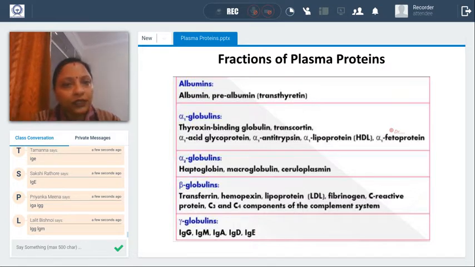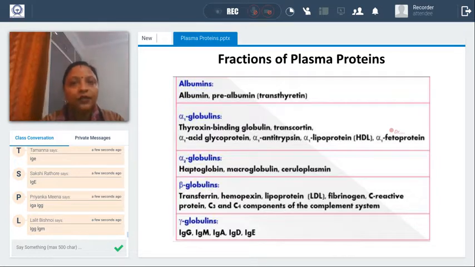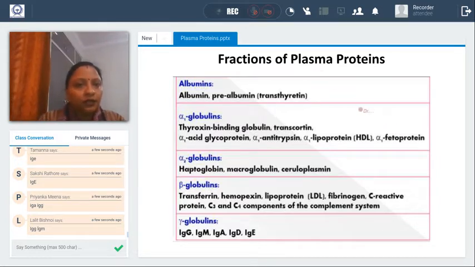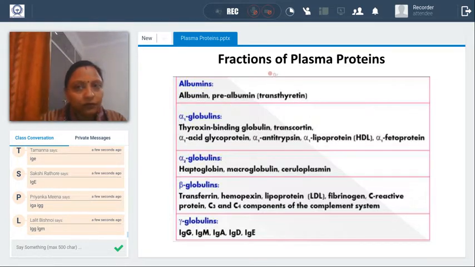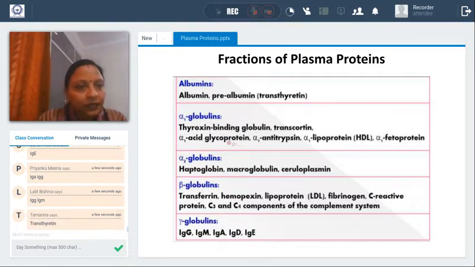Fractions of plasma proteins. This is an important slide because it incorporates all the important and major fractions of plasma proteins like albumin, pre-albumin, that is also called transthyretin. It is an important albumin. This is pre-albumin, transthyretin. So please write in the box what is pre-albumin or what is another name of this pre-albumin.